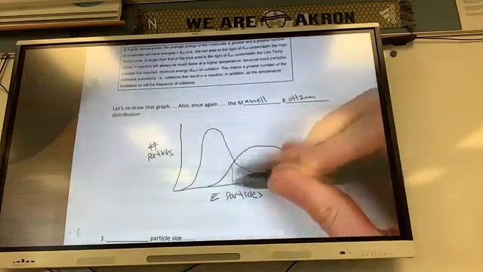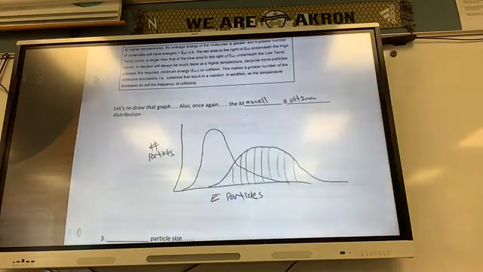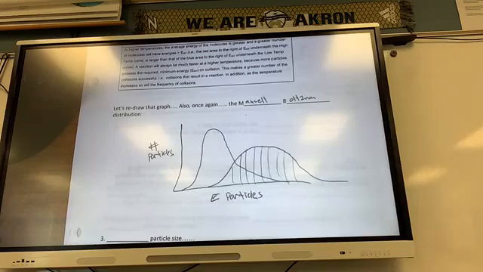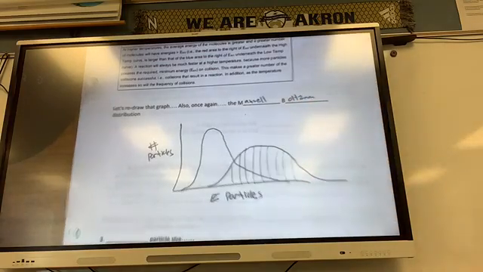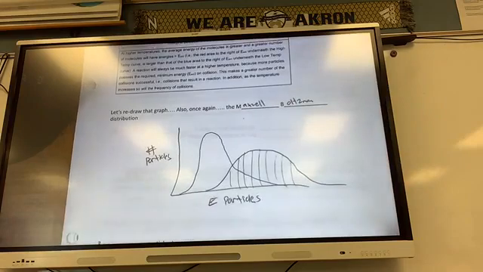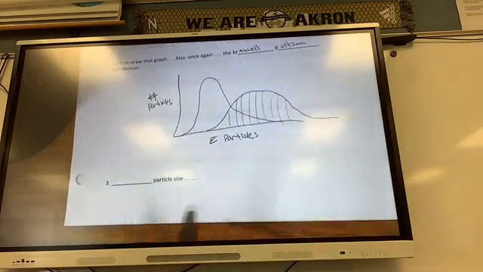But what do I have? I have more particles at that energy I need. So this kind of applies the Maxwell-Boltzmann one more step. So, number 1, concentration. Number 2, temperature. Number 3, what else? Solid particle size.